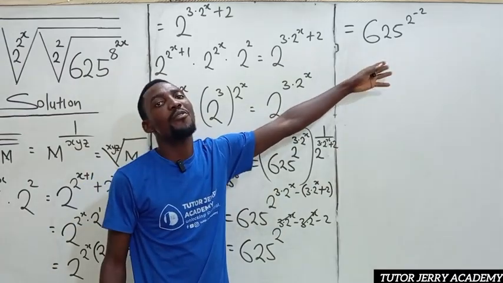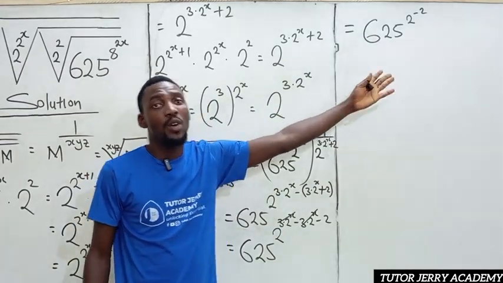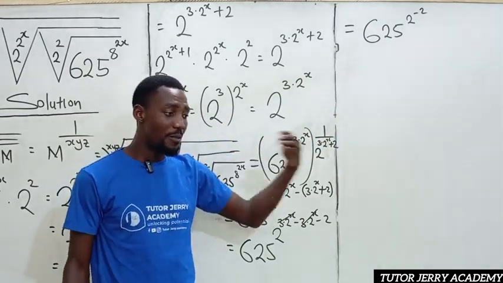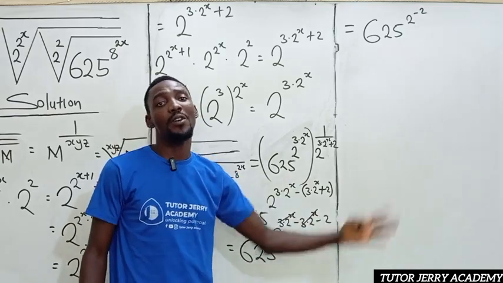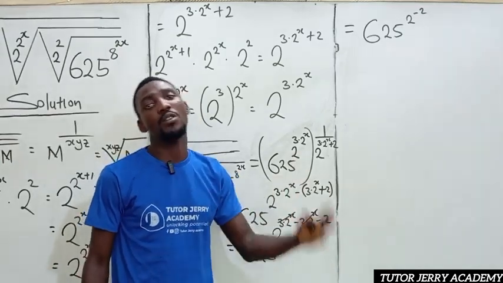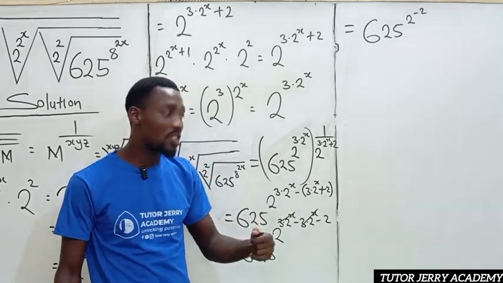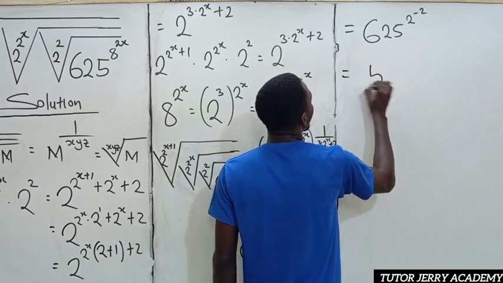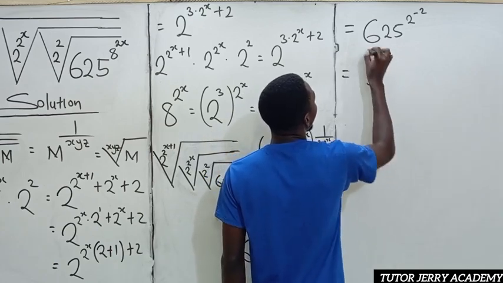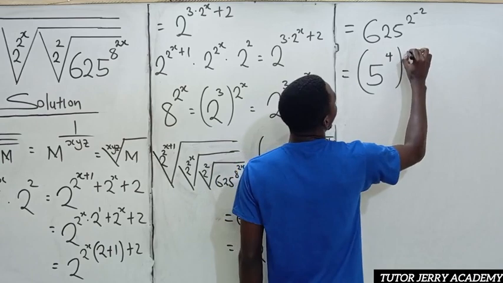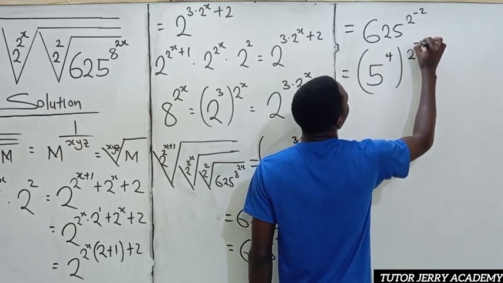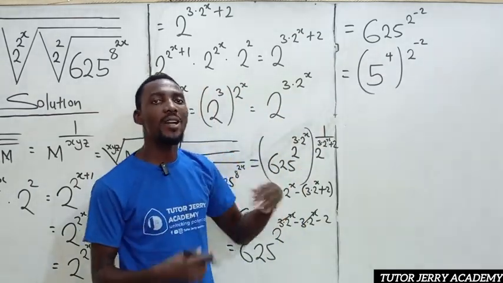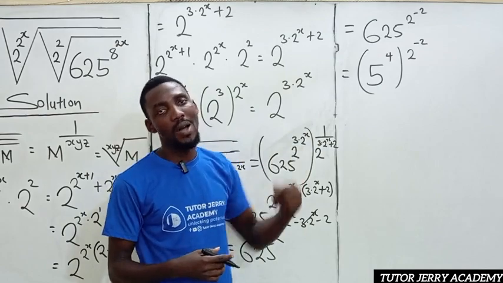Now if you look at 625, we can also rewrite 625 as 5 to the power of 4, because 5 times 5 is 25, 25 times 5 is 125, and 125 times 5 is nothing but 625. So now we can replace this with 5 to the power of 4, to the power of 2 to the power of minus 2. All right. Now this 4 we can further replace with 2 to the power of 2.